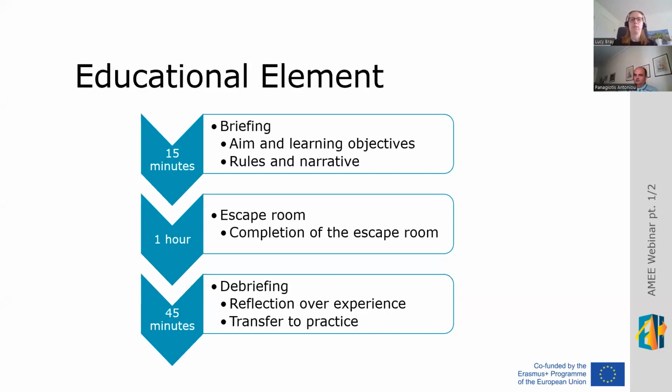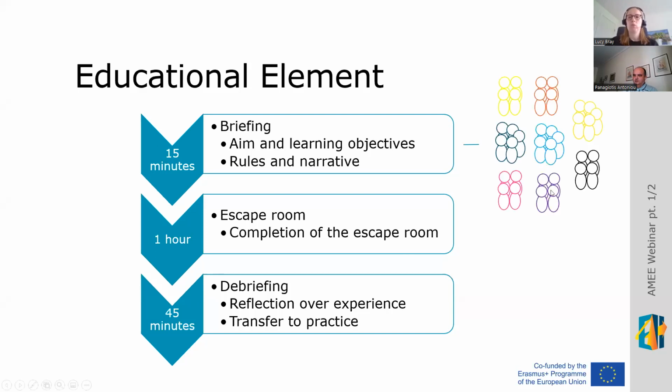So we wanted to explain a little bit more of how you add education or a learning aspect to such a game. This is the sequence that we typically use. We start with a 15-minute briefing. The groups would come separately, so around 4 to 6 participants, at different times, and they would meet their game master as they usually would, and this is where they hear the rules and the narrative. But we also make sure that we outline the aim of the escape room in terms of the learning context and also their learning objectives.